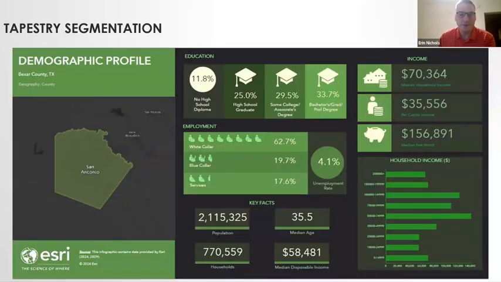Based on Esri's Tapestry Segmentation, here's a little demographic profile for Bexar County and San Antonio. There are approximately 2.1 million residents, and it's the seventh largest city in the United States. It covers approximately 505 square miles. The other demographics in the slide I'll cover later in the slides.